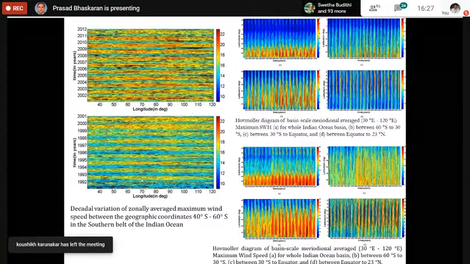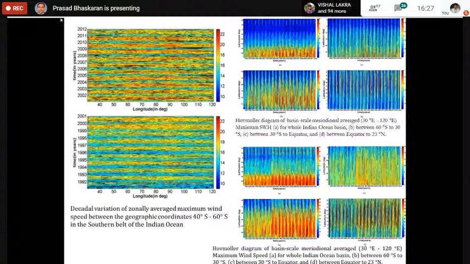So it's very clear from this figure. If you look from 1990 to 2012, all along the longitude, you can see that the wave activity has completely increased. The wind speed has increased as well as the wave activity. So this is the message which I'm trying to give from this figure. The maximum surface wind speed and the maximum wave height, both have increased over the Indian Ocean region.